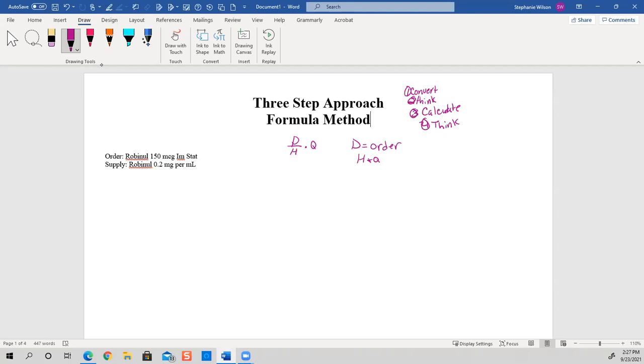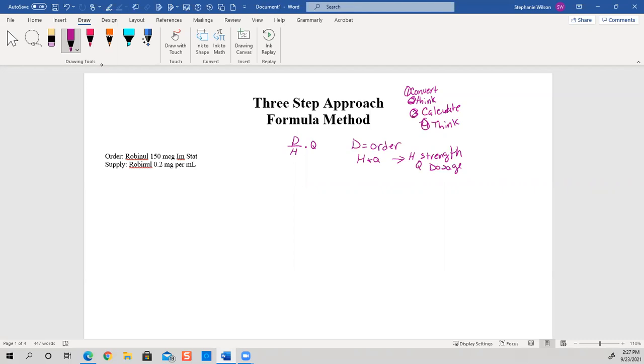So we got the order placed from the doctor or the nurse practitioner. Then we go to the pharmacy or the cabinet or whatever it is that you have access to in the field of study that you're working in. And the H and Q is what we have on hand. So my H is going to represent the strength of whatever we're working with. And Q is going to work with the dosage, quantity.